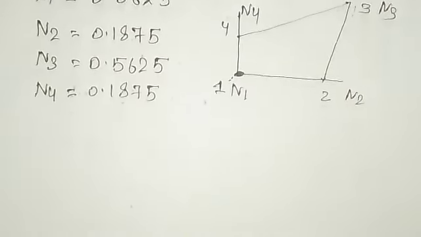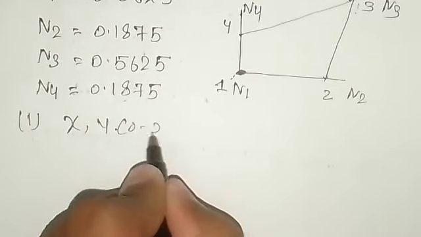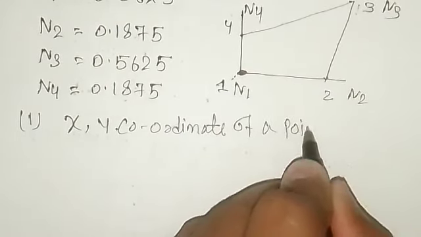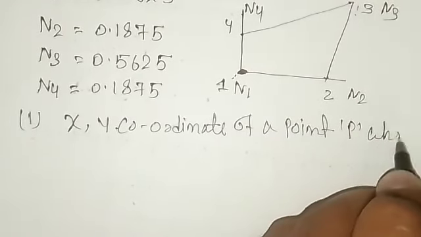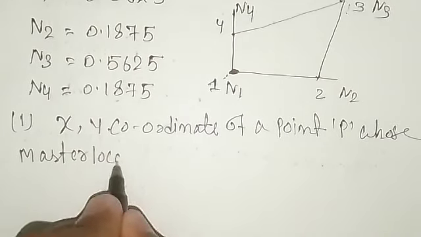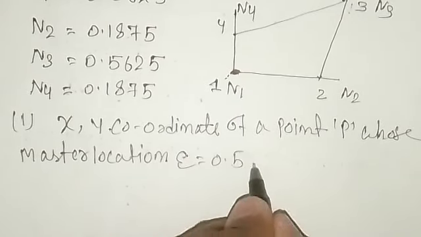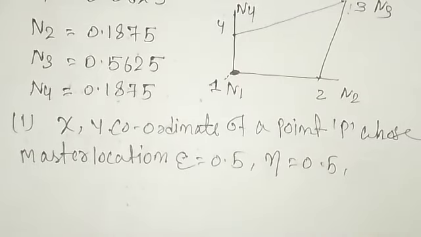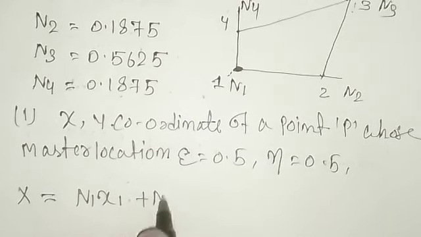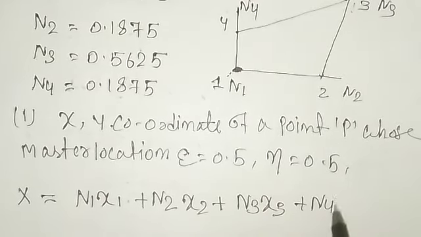So first we have to find the xy coordinate of point P whose master location is psi is equal to 0.5 and neta is equal to 0.5. So you know the xy coordinate, x is equal to N1 x1 plus N2 x2 plus N3 x3 plus N4 x4.